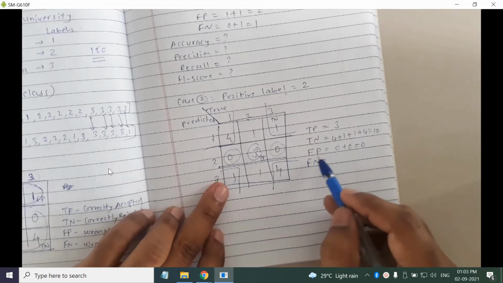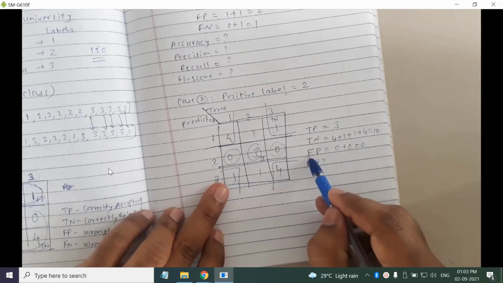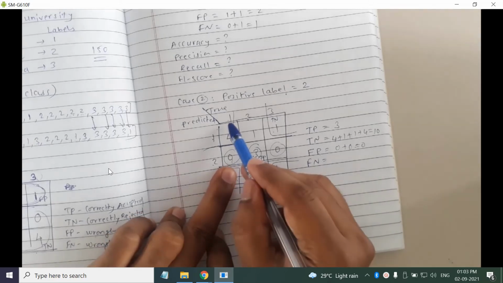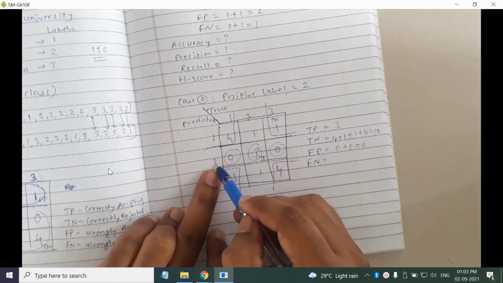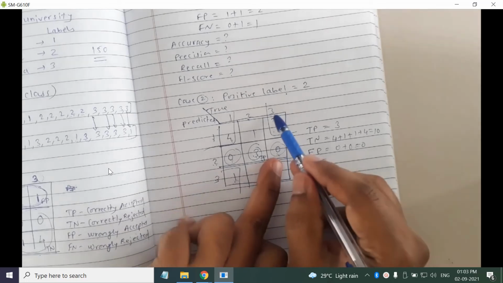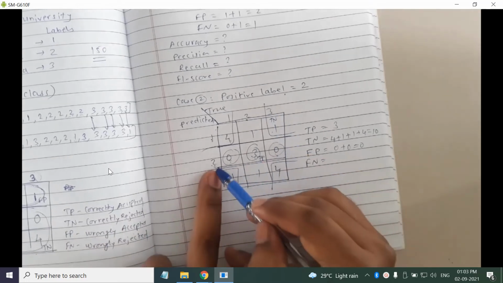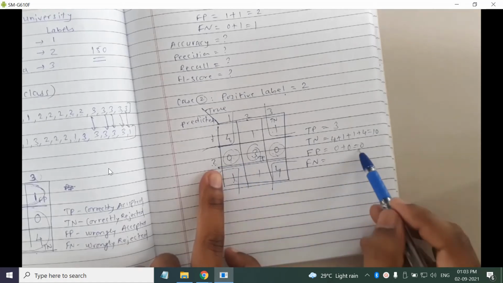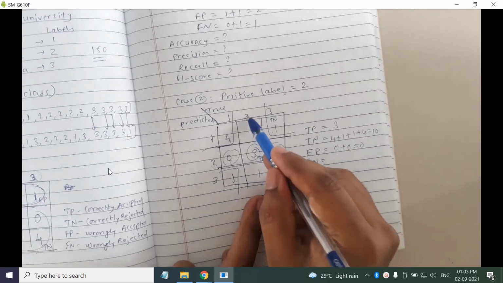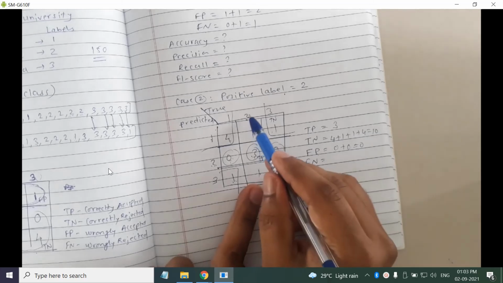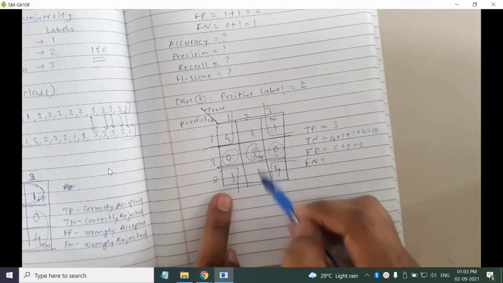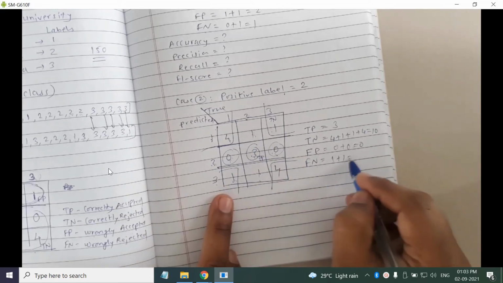Now try to understand FP, wrongly accepted. For this sample its true label was 1 but it is accepted, right? So 0 plus, for this element also its true label is 3 but it got accepted, so 0 plus 0, that's why FP is 0. Then FN, wrongly rejected. The true label was 2 for these two samples, but in the output we got 1 and 3 respectively, right? For these two samples wrongly rejected, so 1 plus 1, that is 2.